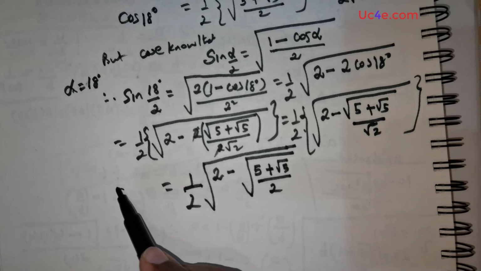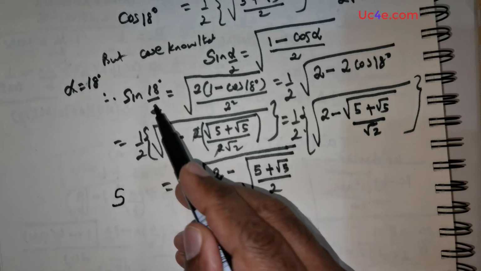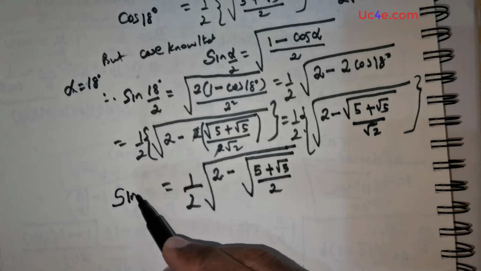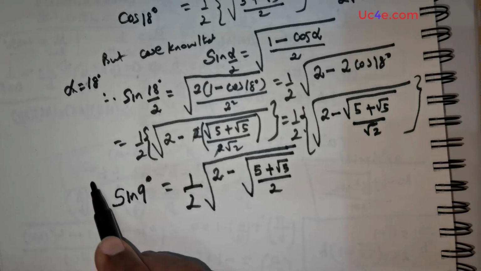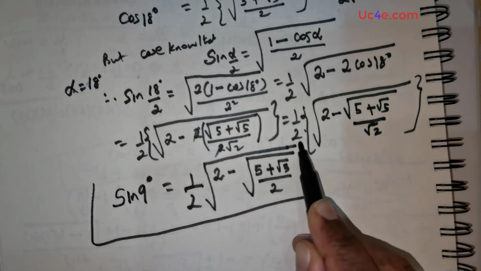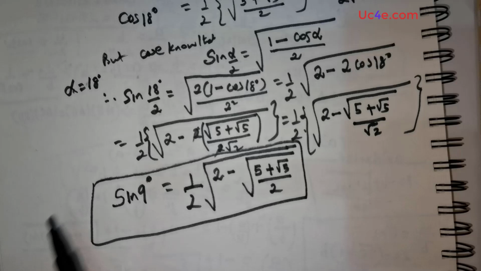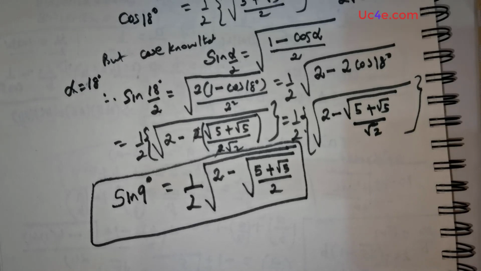Right, so what is this? This is nothing but 18 divided by 2, which is going to be sine 9. So this is the value for sine 9 degrees, an exact value for sine 9 degrees. So this is a beautiful question. Thank you everybody. Enjoy your day.